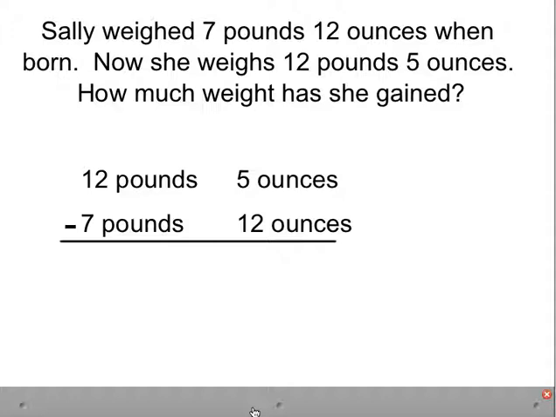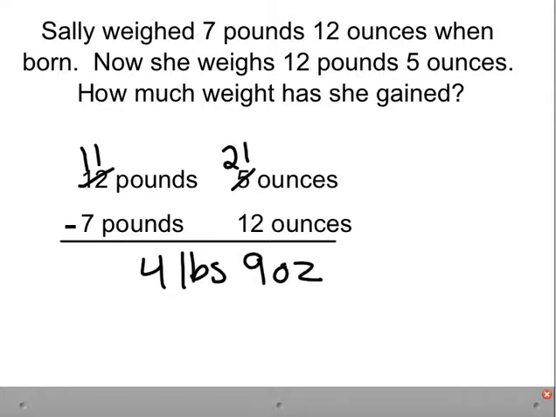But when we look at that 5 minus 12, we say, well, I can't do that. But I can borrow something from my pounds. I can say, well, that 12 pounds and 5 ounces, I could also say that's 11 pounds. And let's see, how many ounces are in a pound? Well, we would say there are 16 ounces in a pound. So instead of 5 ounces, I'm going to add 16 and get to 21. So that I can subtract them and say we have 9 ounces, and subtract 7 from 11 and get 4 pounds.